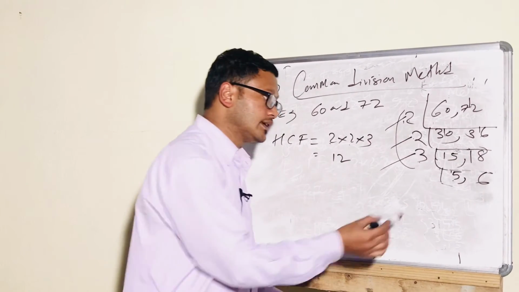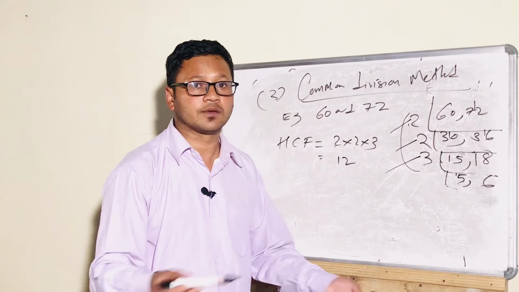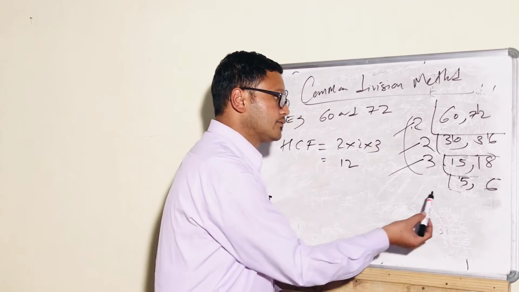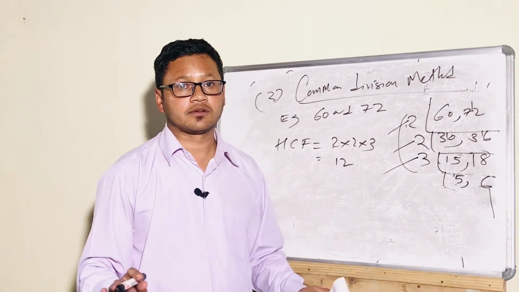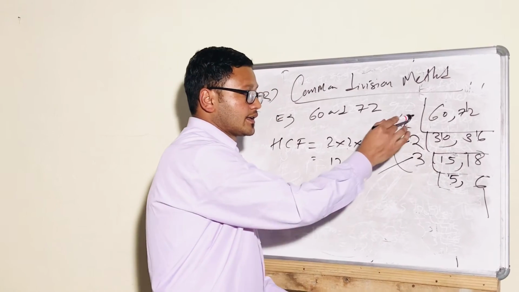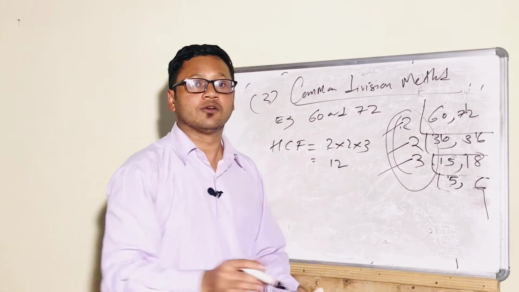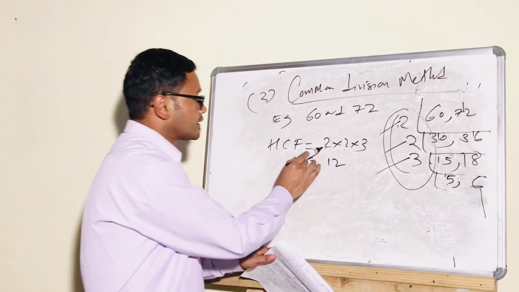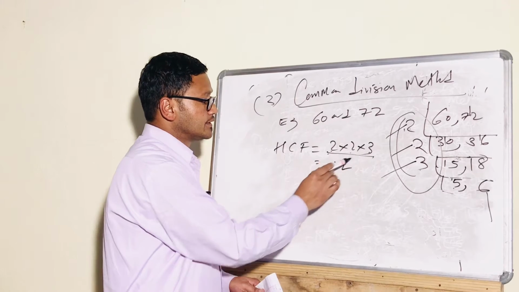Okay, that's why if we take 5, again 6 cannot be divided. 5 1s are 5, 5 2s are 10. We cannot take 5. Okay, that's why 6 is a composite number, not a prime number. So we have to stop here. Only these prime factors we can take, write and multiply, like 2 2s are 4, 4 3s are 12.